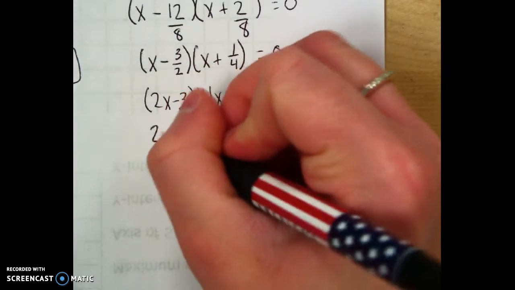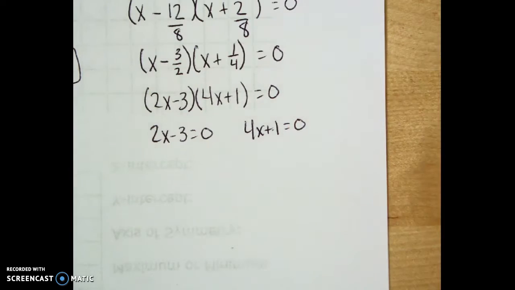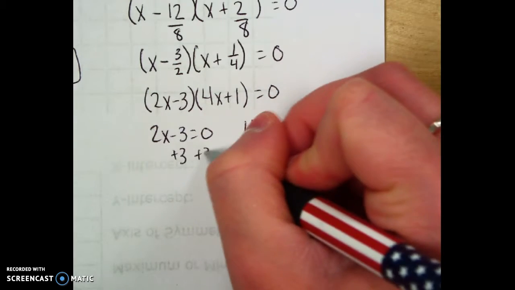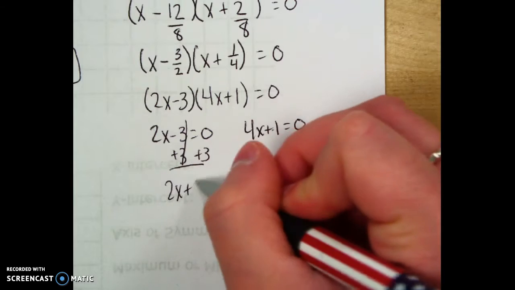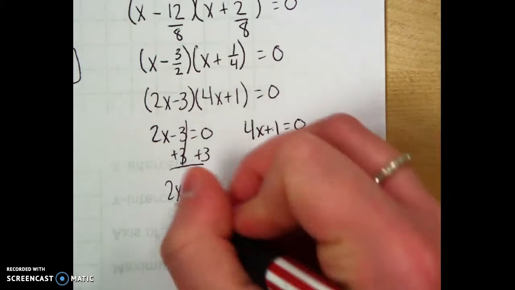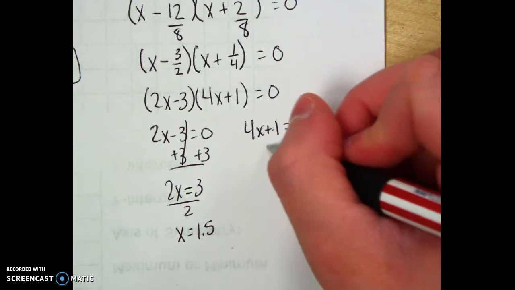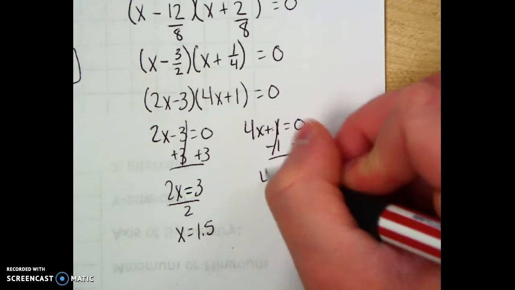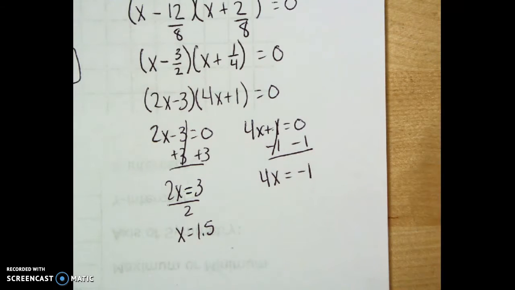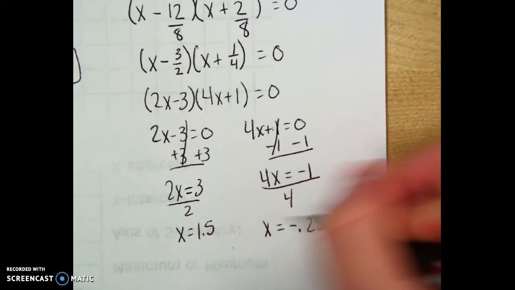Okay, now I'll scoot it down so I can solve these. 2x minus 3 equals 0. 4x plus 1 equals 0. Add 3. Whoops, that's equals 3. Divide by 2, x equals 1.5. Subtract 1. 4x equals negative 1. Divide by 4, x equals negative 0.25.